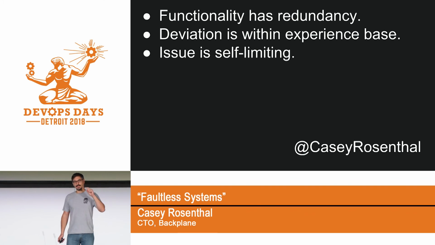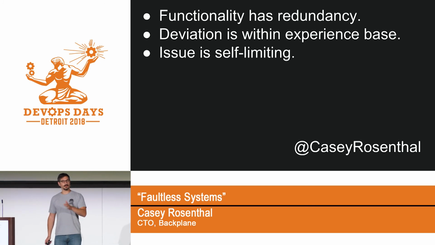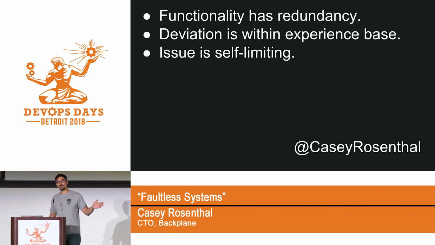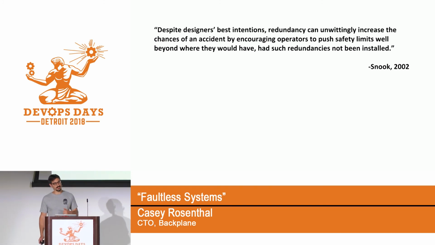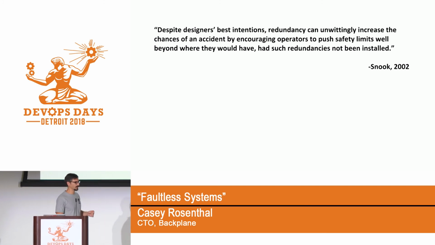If they didn't have that redundancy, they never would have done the 6th launch, let alone the 55th, because they would have stopped the launches and they would have fixed the primary O-ring properly so that it never had damage. So in this case, while there's no root cause, having the redundancy of that secondary O-ring was an enabler for the accident. Despite designers' best intentions, redundancy can unwittingly increase the chances of an accident by encouraging operators to push safety limits well beyond where they would have had such redundancies not been installed.